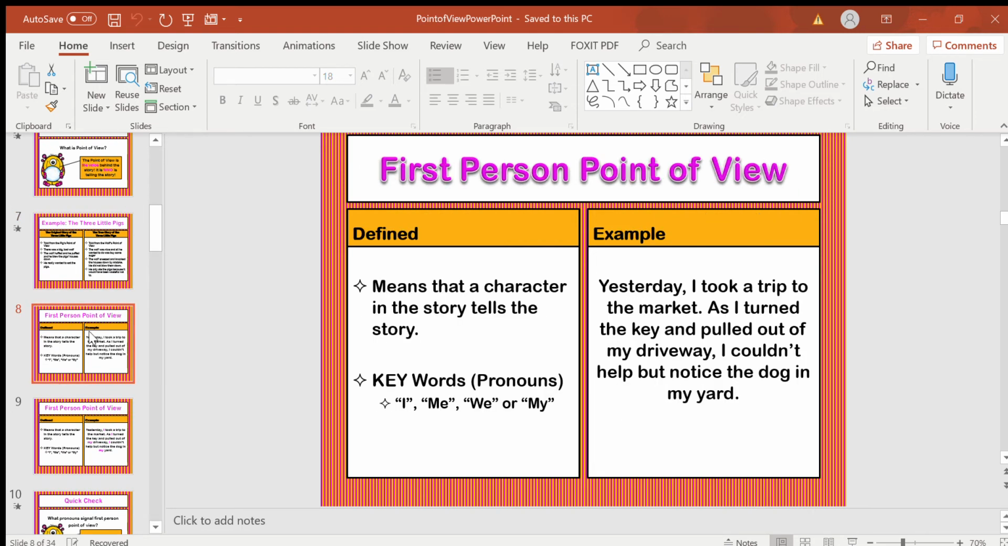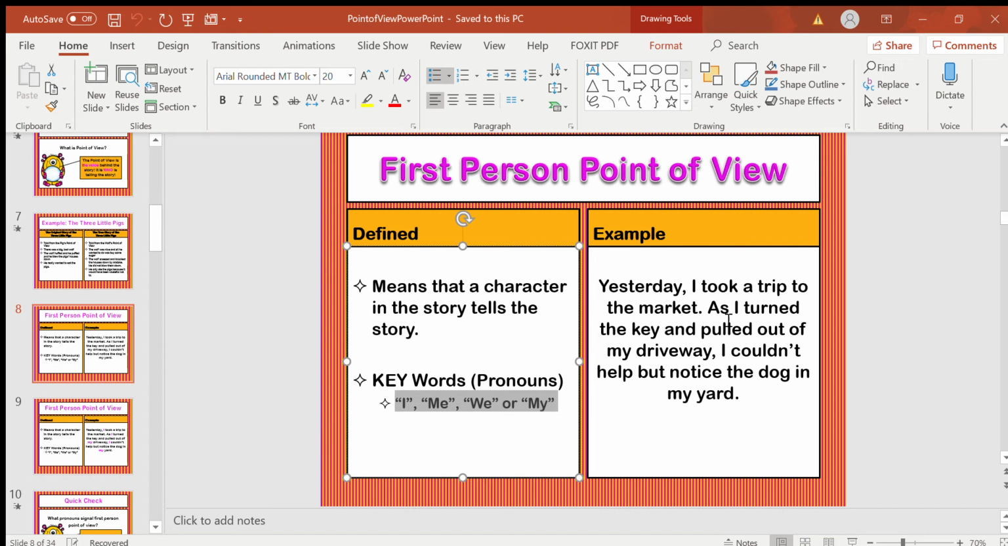So the first person point of view, it's defined on the left-hand side. It says that it means that a character in the story tells the story. So here are some keywords or some pronouns that help us decide what point of view we're looking at. So if you are reading a book and it says I, me, we, my, it uses these pronouns right here. That's key to tell you that the story that you're reading is in first person.